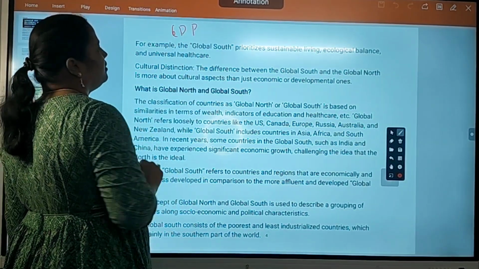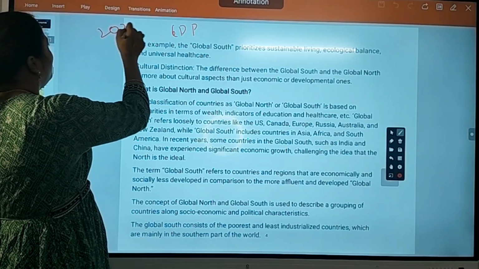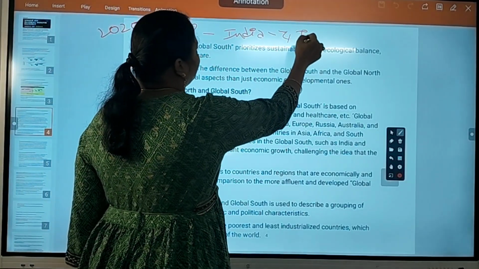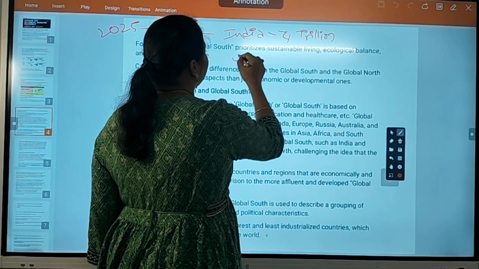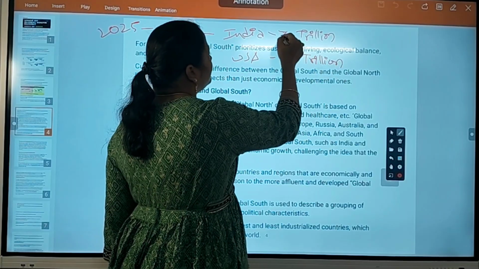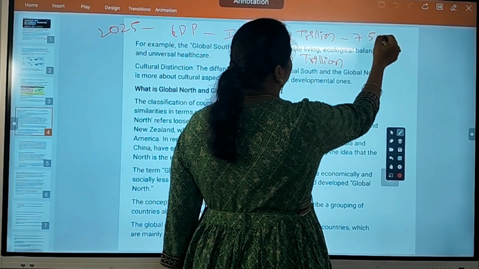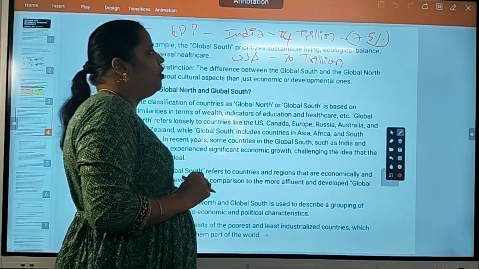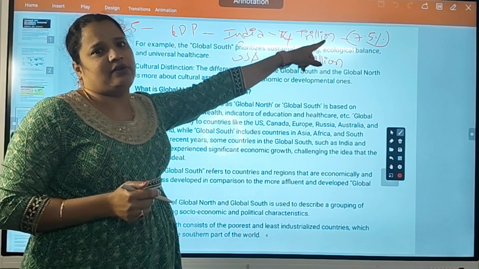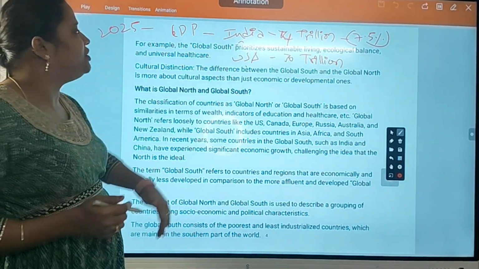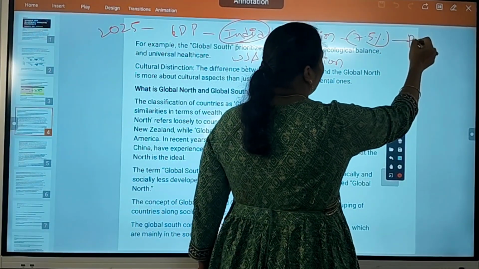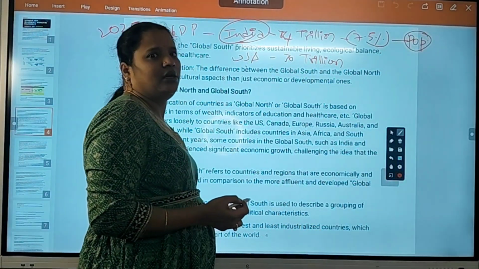Suppose you take 2025: India's GDP stood at 4 trillion. USA's GDP stood at 30 trillion. India has achieved maybe 7.5% growth, maybe doing at par with USA in growth rate. But still India is underdeveloped. Why? Because population is high. Per capita income is low here.